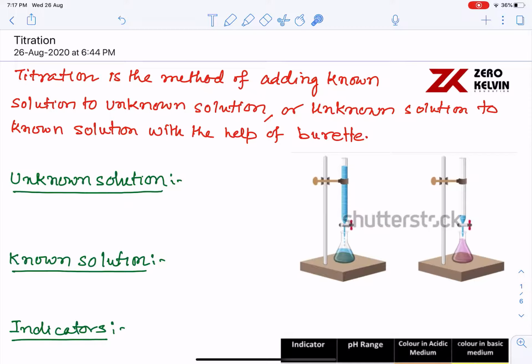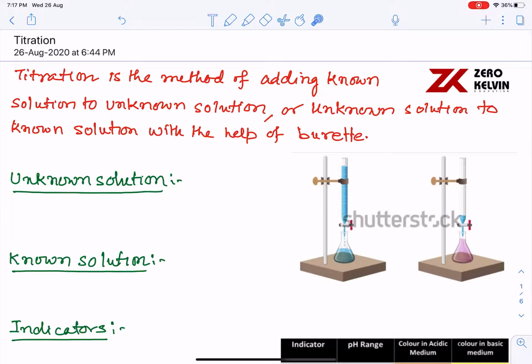Now what is a burette? This is a kind of apparatus you can see, where we usually take the known solution, and this is the conical flask where we usually take the unknown solution. So we add the known solution to the unknown solution with the help of the burette, and we find out the concentration of the unknown solution with the help of the known solution by using an indicator.